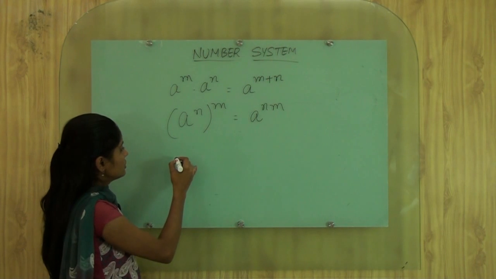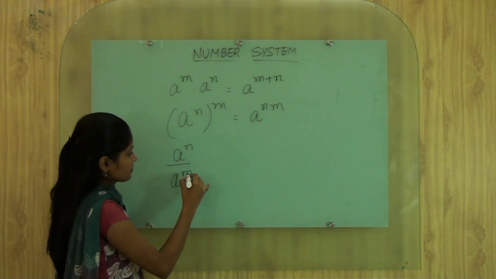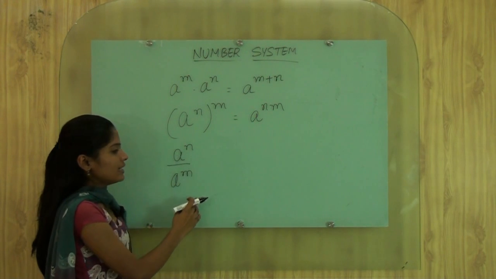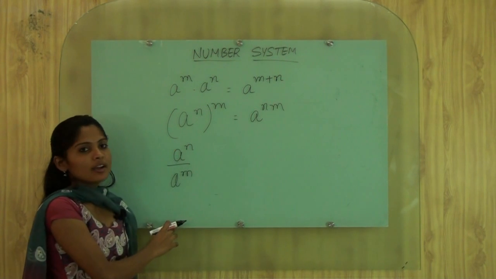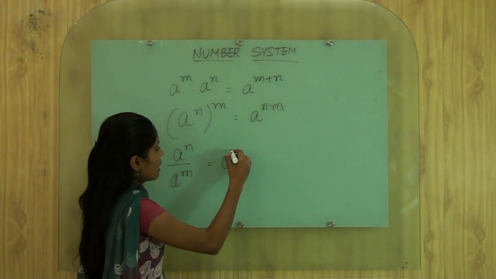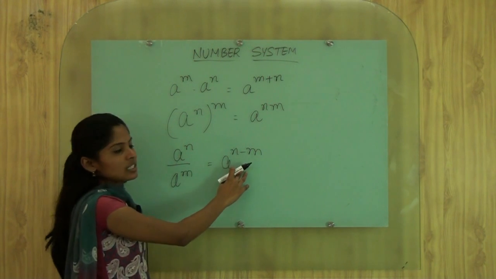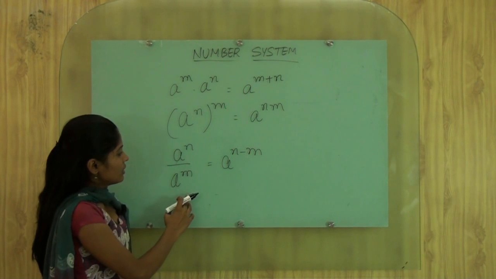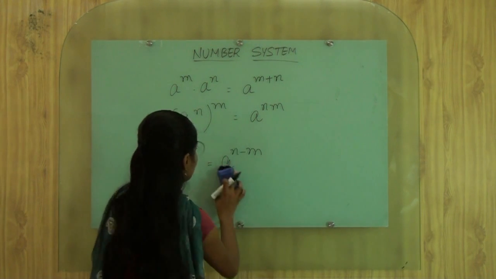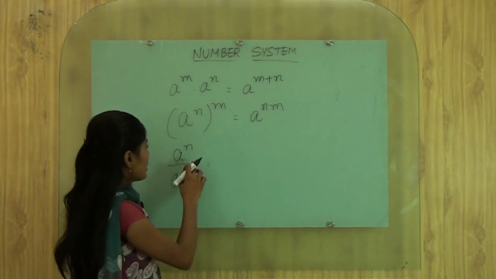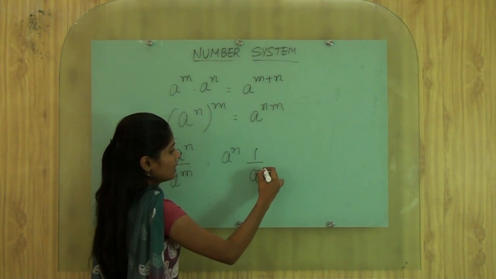Then if you have a power n by a power m, if you are dividing two numbers which have the same base and different exponents, then you can write it as a power n minus m. You can subtract the exponents. How this value comes is, you can write this a power n by a power m as a power n into 1 by a power m, that is a power n into a power minus m.